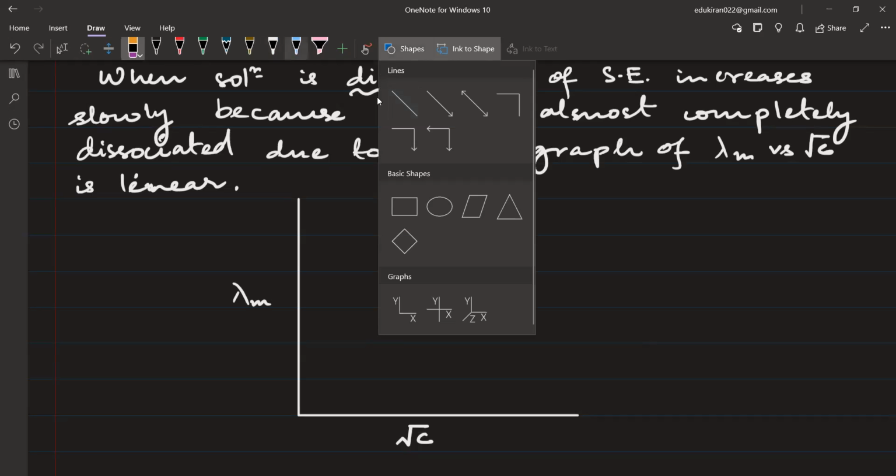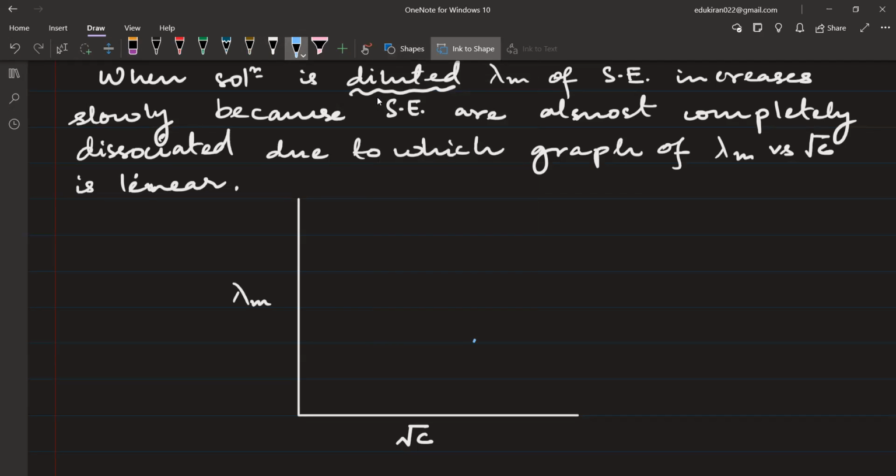So when we have some concentration here, and I decrease the concentration, that means increase the volume of the solvent, then lambda m is going to increase. It increases with dilution, it will increase slowly, and it will reach a limiting point. And that limit is the highest molar conductance, which is lambda m at infinite dilution. Concentration has become 0, right? So this is the lambda m at infinite dilution.